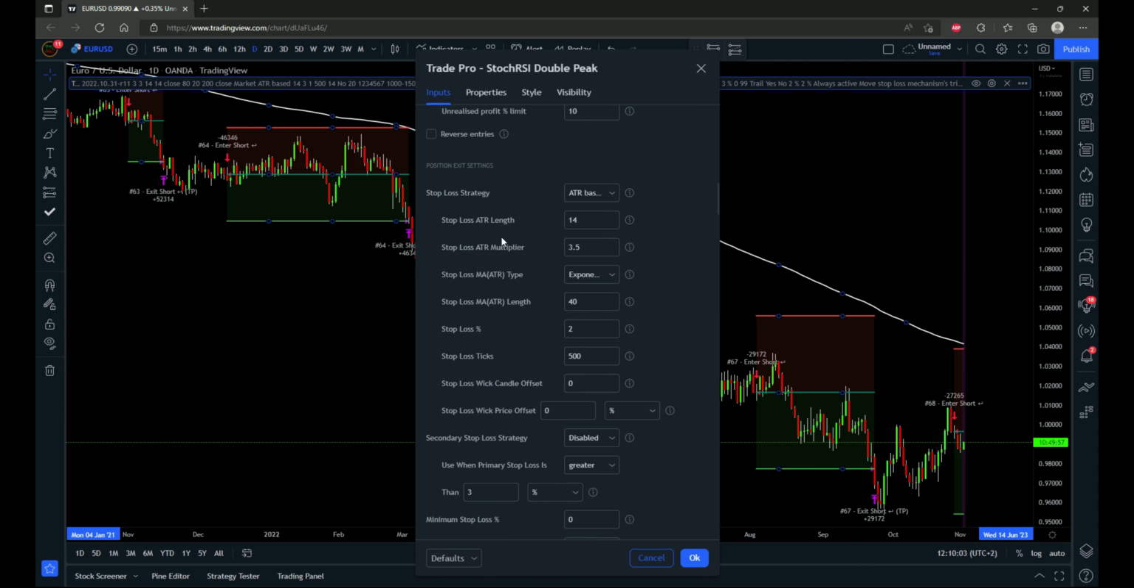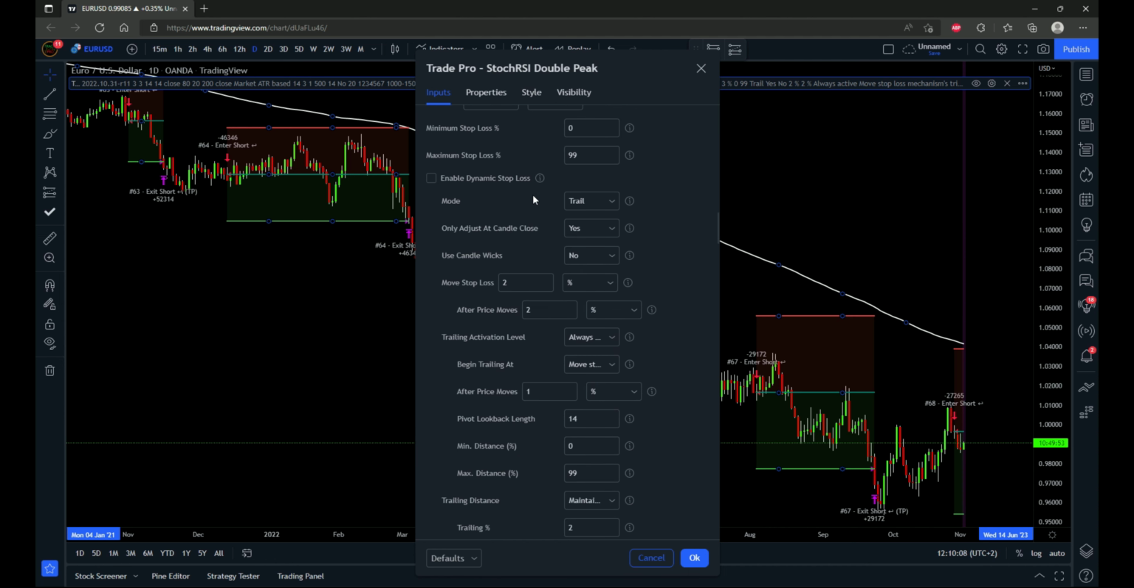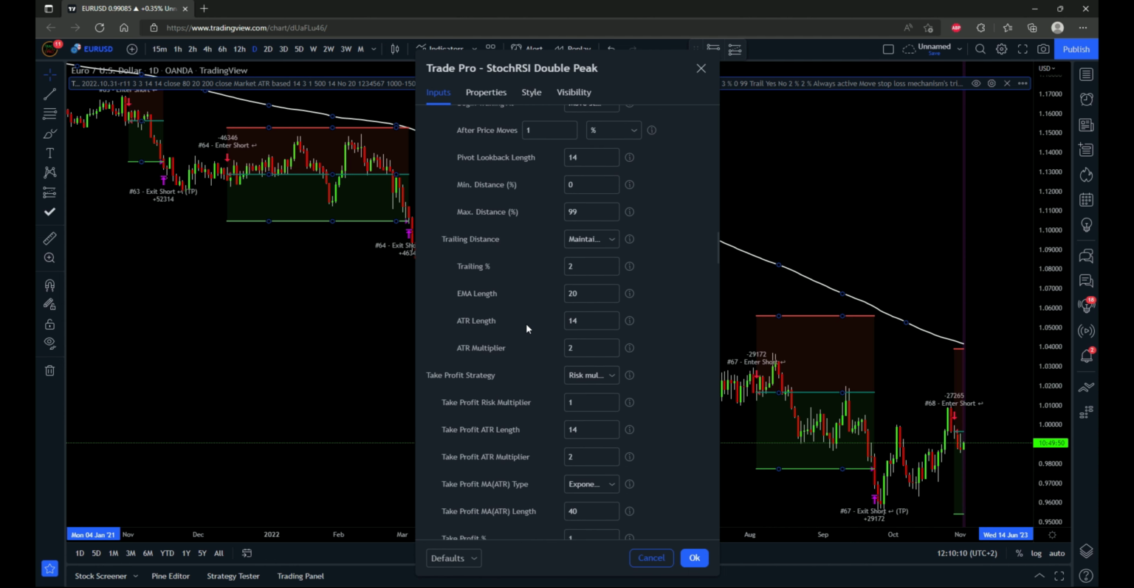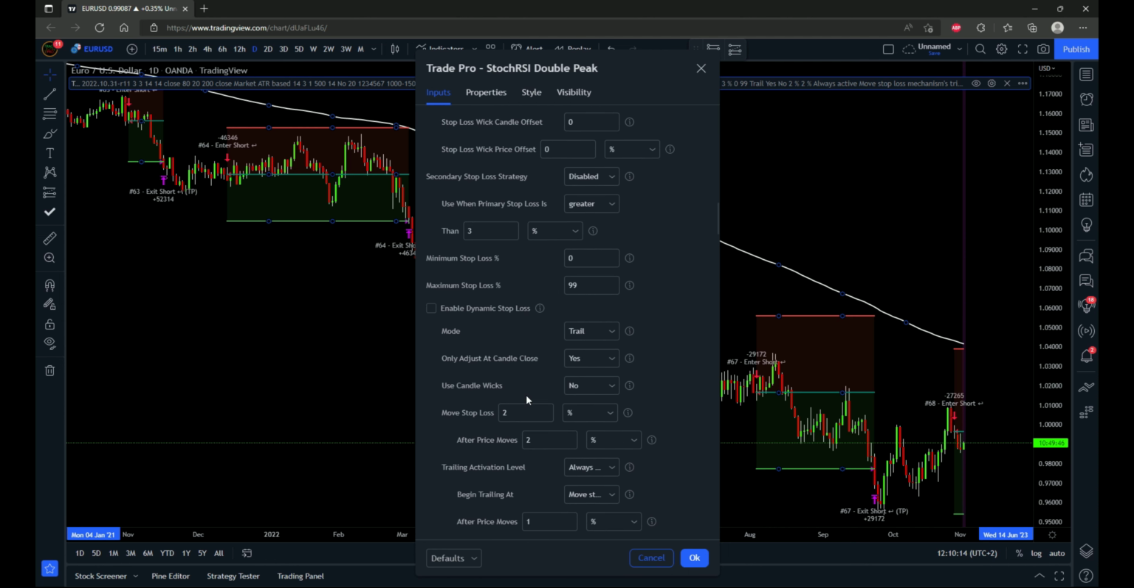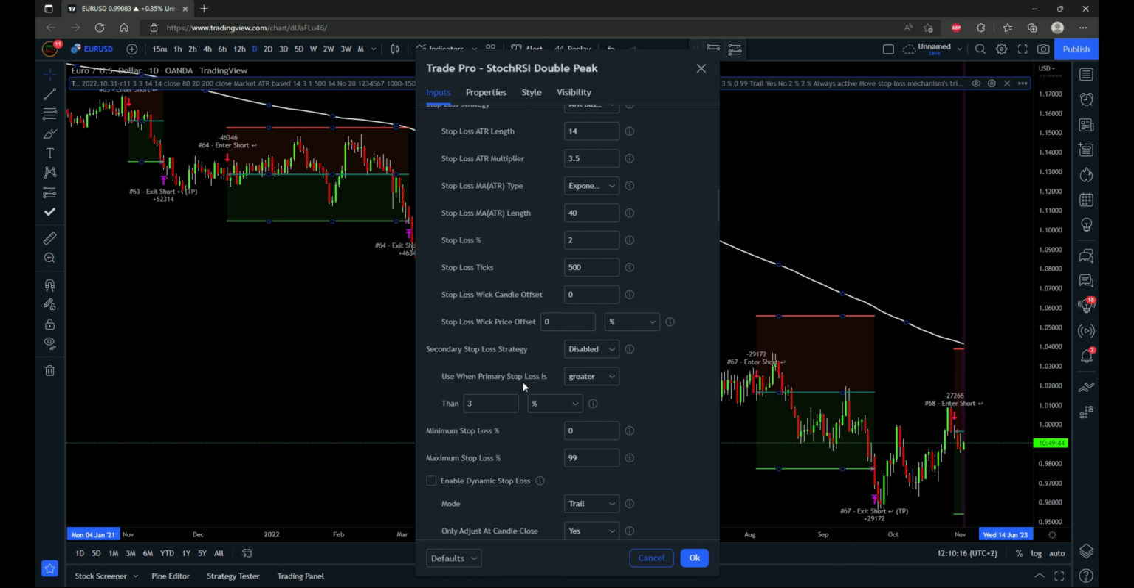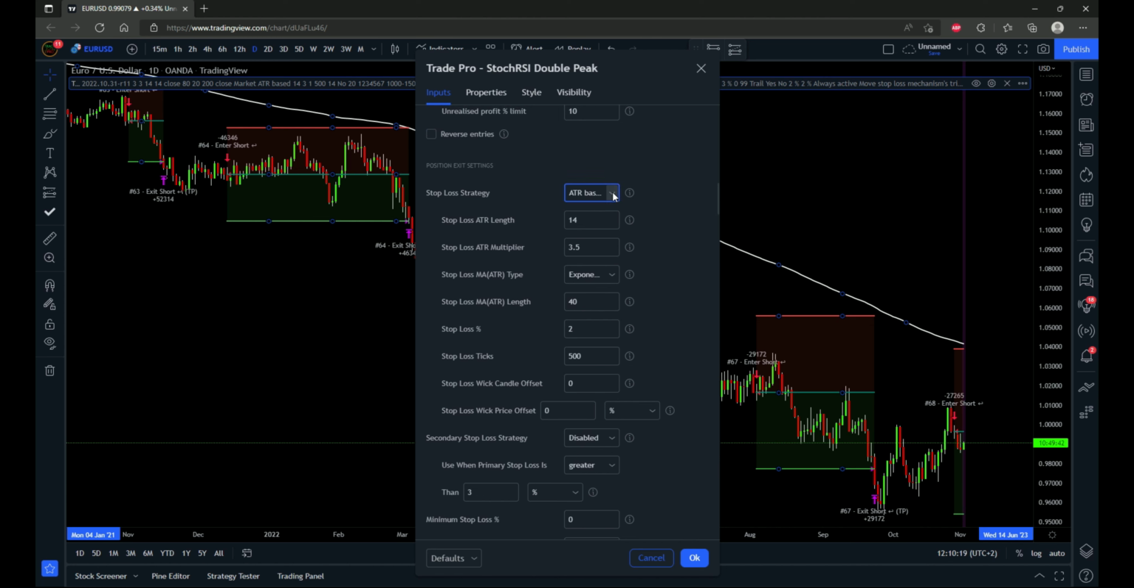Now, probably the most important section is going to be the stop loss strategy as well as the take profit strategy. You also have the ability to move the stop loss to break even at a certain point. You can do a trailing stop loss, and there's a lot of different things you can try out. I'll quickly get through these. So the stop loss strategy, where's the stop loss going to be placed? What are you going to back test the stop loss based on?